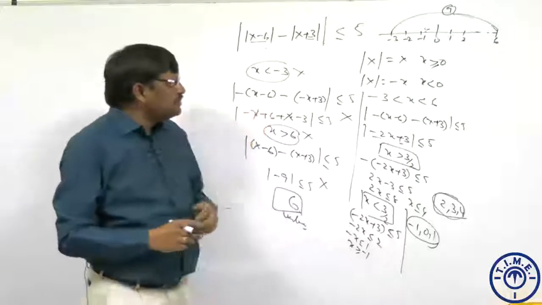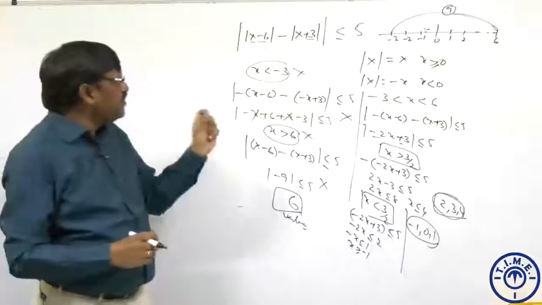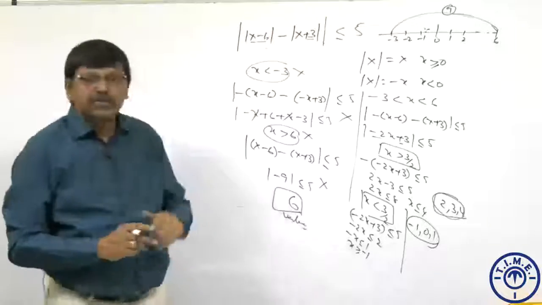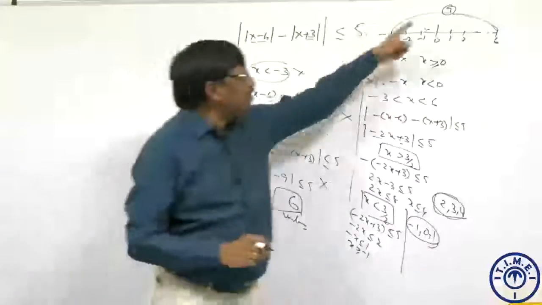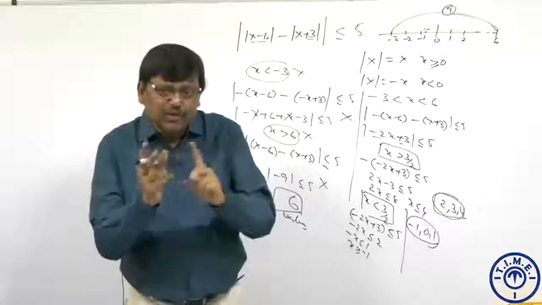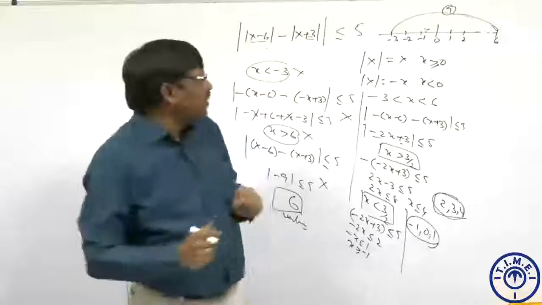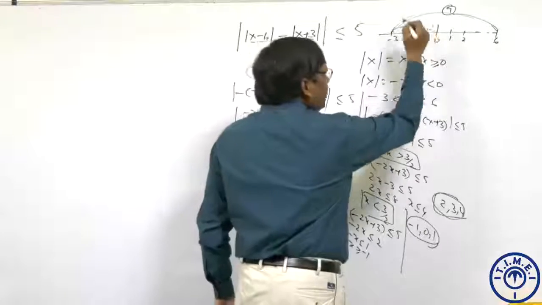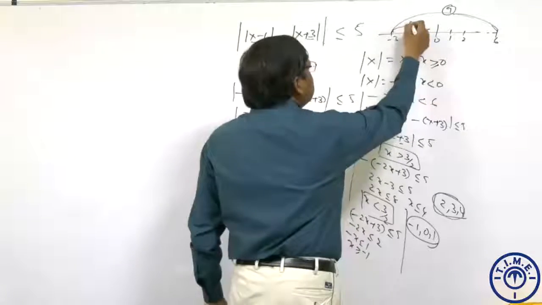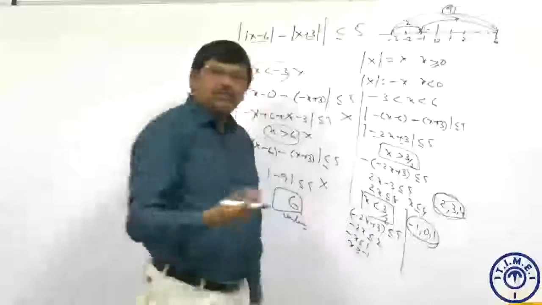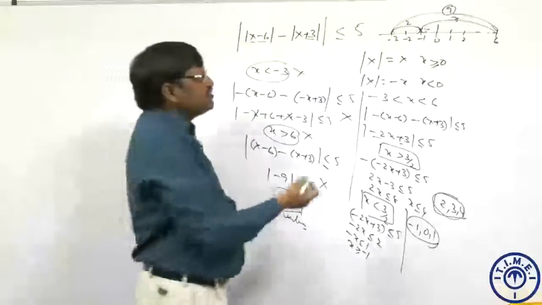Now, I want the difference between the two distances to be 5, where there is a gap of 9. Let us say if I take minus 1, what is the gap here? 2. What is the distance here? 7. What is the gap? 7 and 2? 5. So, minus 1 is one possibility.